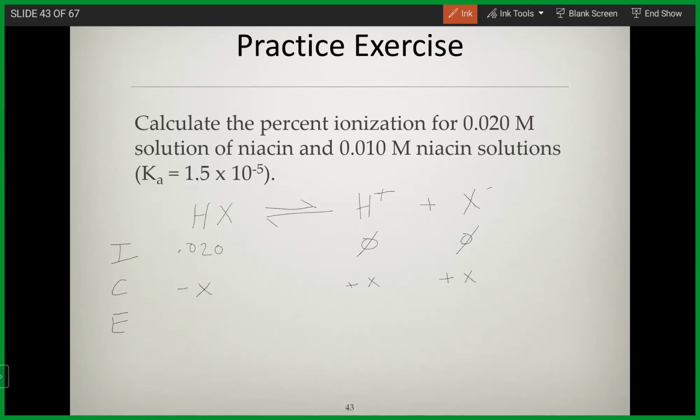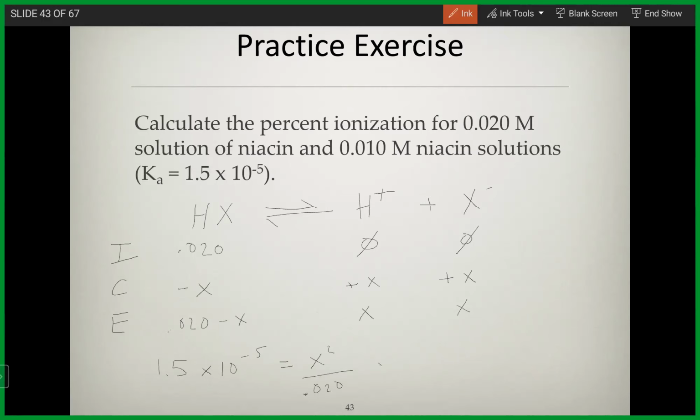So if we wanted to, we could keep the X in there and do the quadratic formula, or we can just simplify it a little bit. So I'm just going to have 0.02 on the bottom again. So 1.5 times 10 to the negative fifth is going to be equal to X squared again, because we just have H plus and then that ion on the right-hand side, over 0.020.